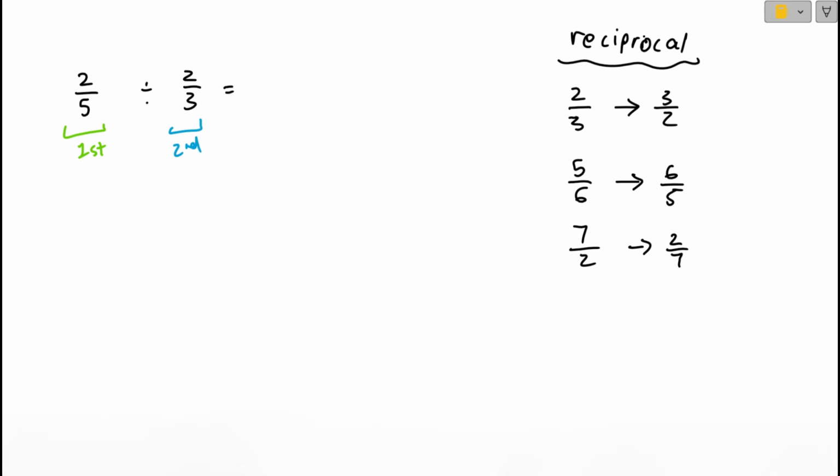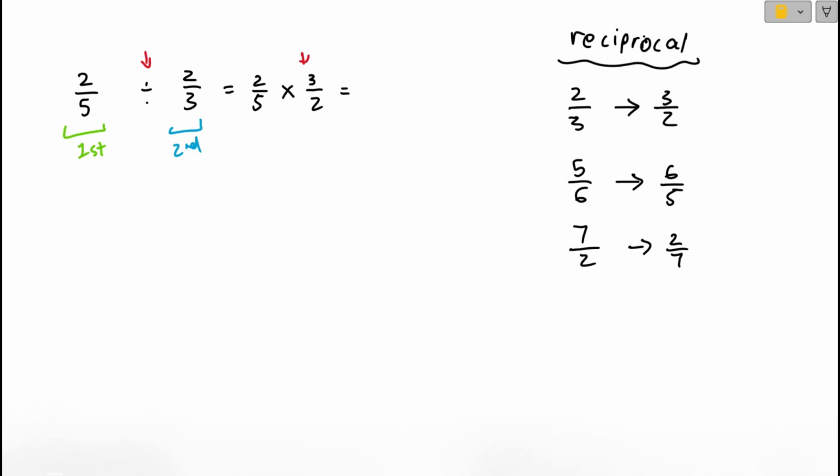And remember I said we're going to keep the first fraction as is, 2 over 5, but we're now going to change this division sign over here into multiplication. And if I do that, I need to multiply it with the reciprocal of the second fraction. So the reciprocal of this one over here will give us 3 over 2. Right? And we can go ahead and just multiply denominators. Remember, the denominators do not have to be the same. Just make sure you multiply them.